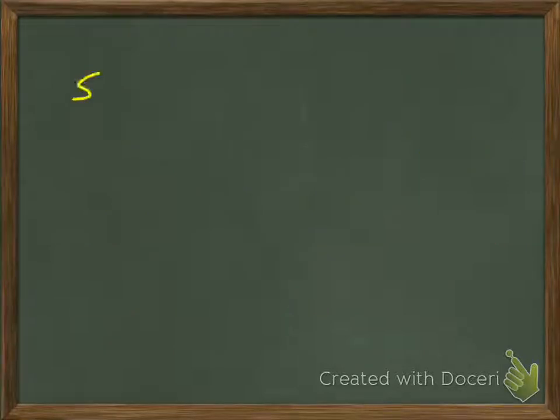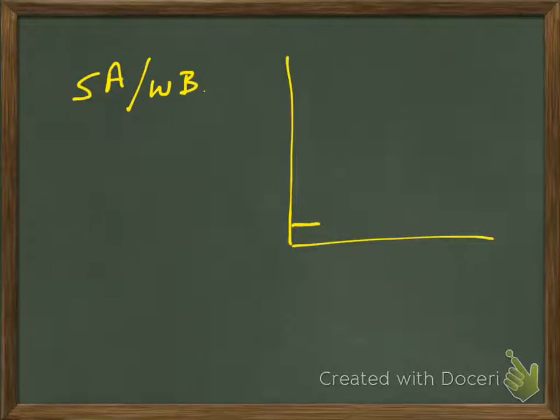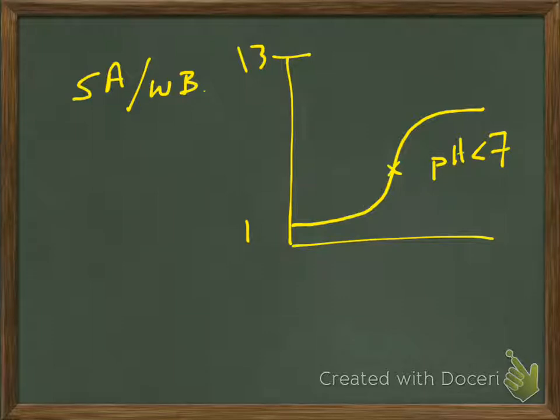Okay, and then the last one would be a strong acid with a weak base. You would have a strong acid curve, and then you wouldn't go all the way up. Your pH here is going to be less than 7.